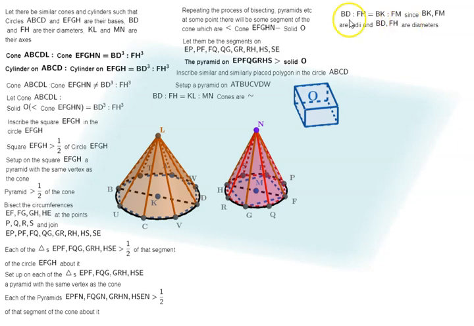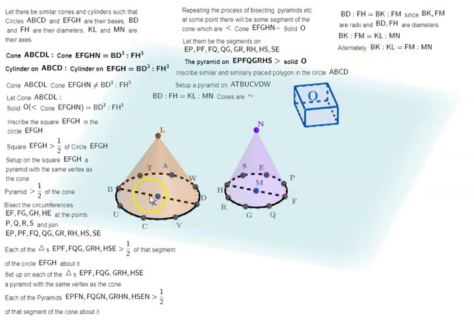Now here we have BD is to FH, here also we have BD is to FH. Which means BK is to FM is equal to KL is to MN. Alternately, we can say BK is to KL as FM is to MN. BK is the radius, KL is the axis, FM is the radius, and MN is the axis. Now to make the diagram clearer, let me hide these pyramids.